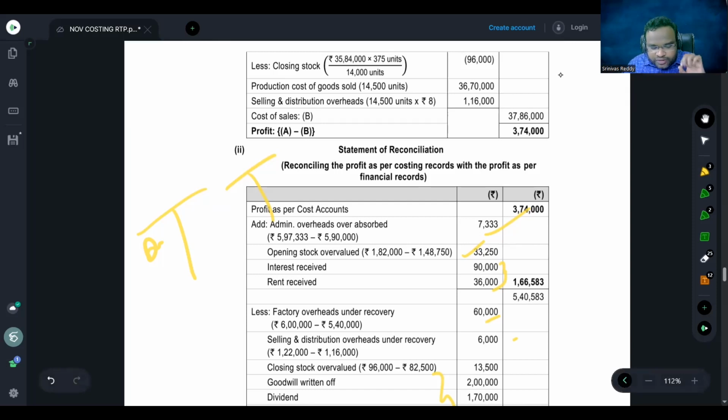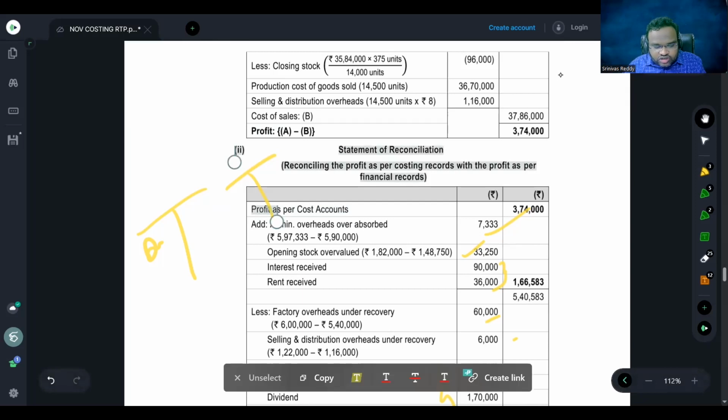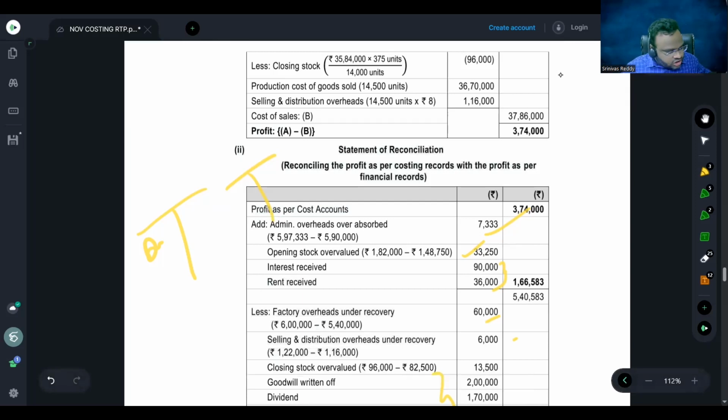Like for example, in financial accounts, your opening stock value is how much? In financial accounts, your opening stock value is 1,48,750. That means your financial accounts got debited with 1,48,750. Your cost accounts got debited with how much amount? 1,82,000.